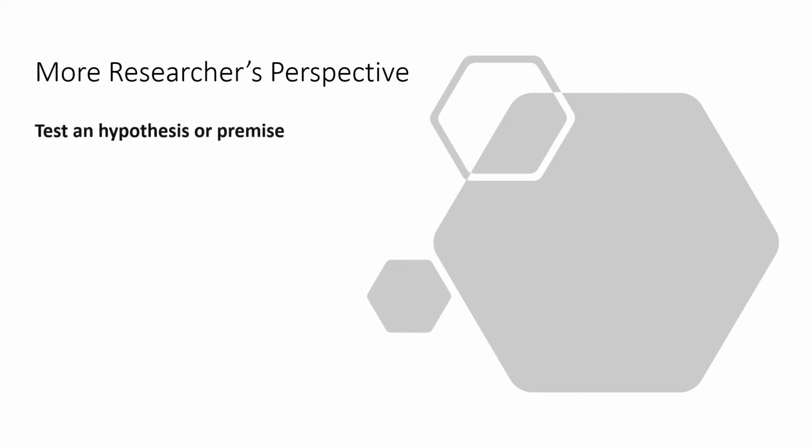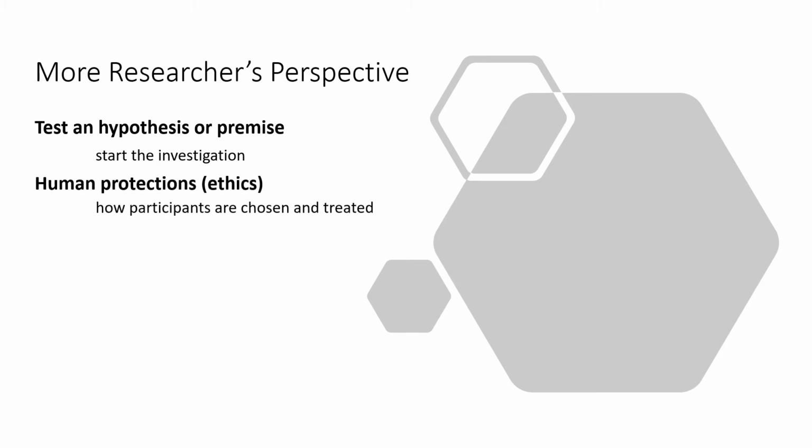So more on a research perspective. So again, testing a hypothesis or premise really starts the investigation. We want to make sure that we are following ethical guidelines. There's lots of things to take into consideration. This is everything from how participants are chosen, how they're treated, what population we're looking at, what kinds of conditions are we looking at, and how do we go about making sure that people are protected. We want to look at accurate and objective conclusions, making sure that the design has been thoroughly inspected to make sure that it follows those systematic methods.